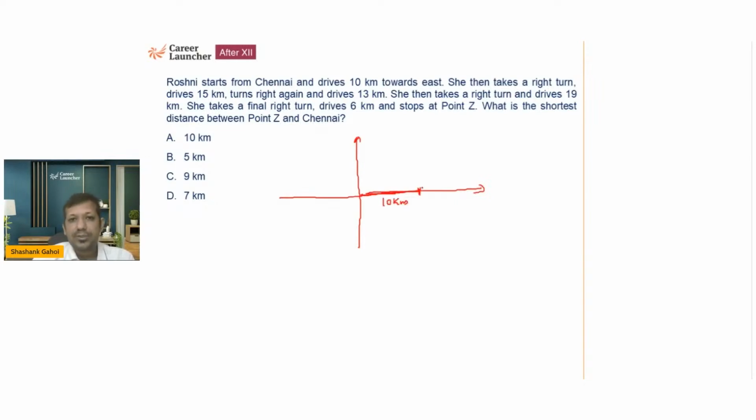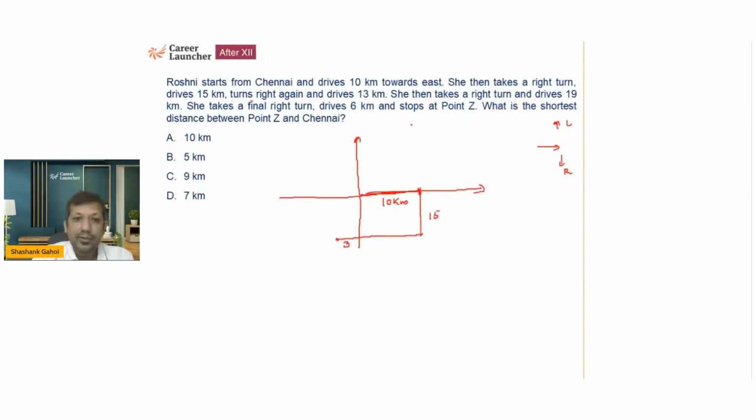Then she takes a right turn. Whenever you get a question of direction, always remember right and left are very important. If you are going like this, this is going to be your right and this is going to be your left. Now she takes a right turn, means she turns like this and she goes 15 kilometers. Then she turns right again and drives 13. So 13 means 10 kilometers here, 3 kilometers here. So this is 3.